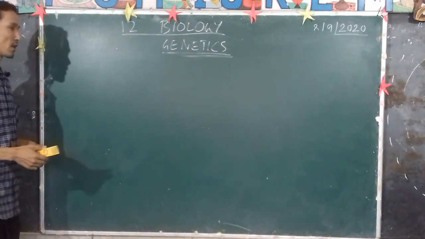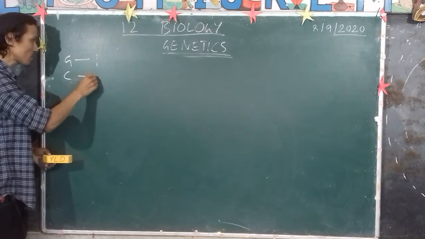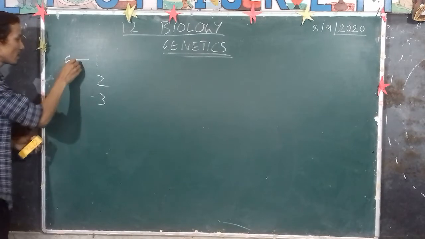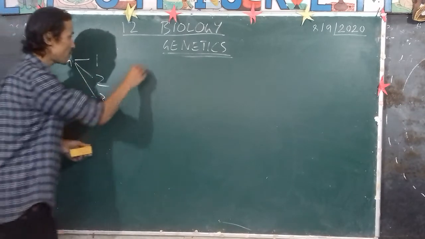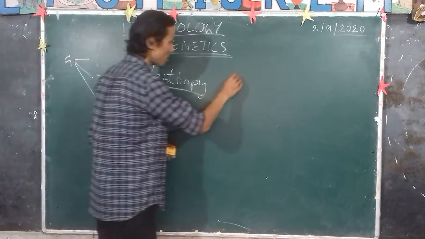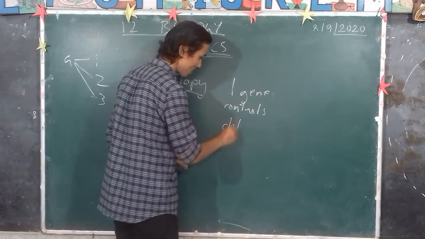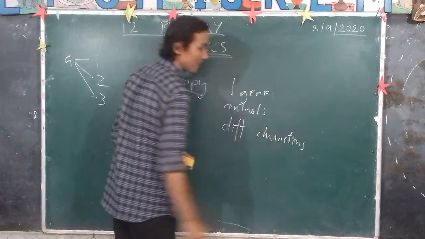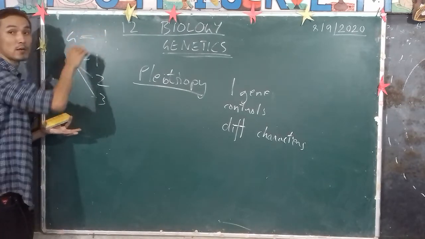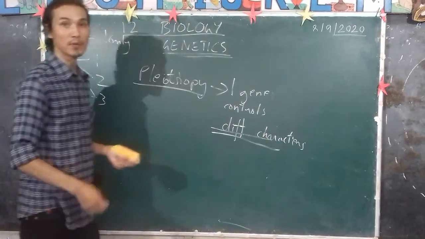According to genetics, there are simple laws. Like, let's say one gene controls one character only. Another gene controls another character. Another gene controls a different character. But in some cases, what happens is the same gene might control different characters. This particular phenomenon is known as pleiotropy. Pleiotropy means a phenomenon in which a single gene controls different characters. This is what it means by pleiotropy. According to normal simple laws of genetics, one gene is supposed to control one character only. But according to pleiotropy, a single gene can control many different characters. This is what it means by pleiotropy.